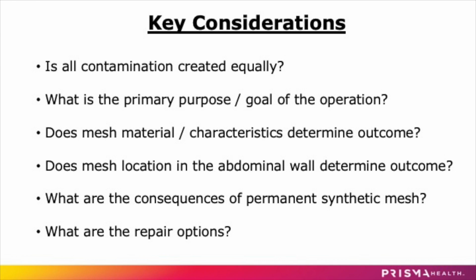What is the primary purpose and goal of the operation? Are you there primarily for a colostomy reversal, or was this an intended hernia repair all along? Does the mesh characteristics determine the clinical outcome? Does the mesh location in the abdominal wall determine the clinical outcome? And then what are the consequences of placing this permanent synthetic mesh at the time of this operation? What is the risk of infection? What are the chances you'll be able to salvage that mesh? And then what are the repair options available to you in terms of both technique as well as staging options?